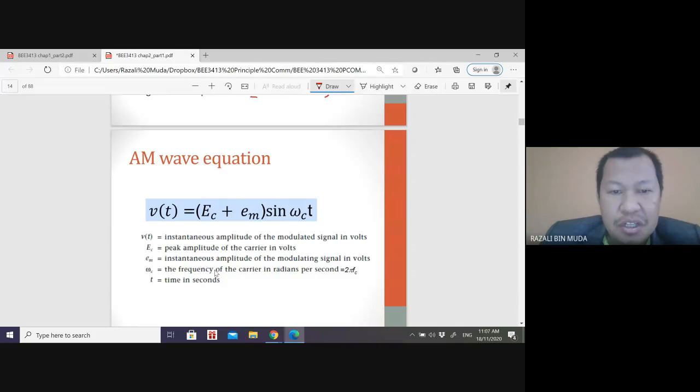AM wave equation. So apa ni? So this is the AM wave equation. This is the equation for the AM modulated signal. So kita kata tadi, modulation is the process of combining.